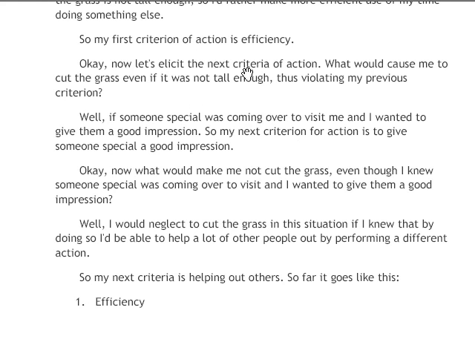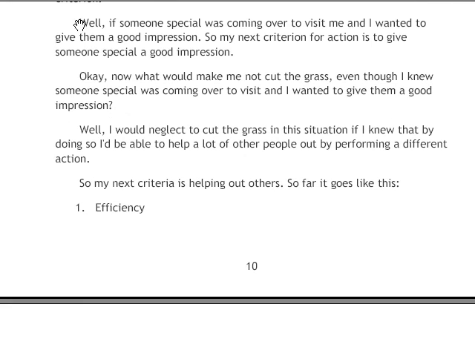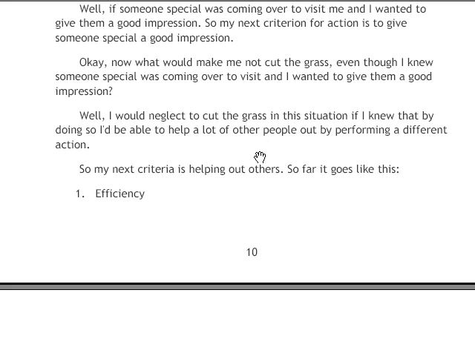Okay, now let's elicit the next criteria of action. What would cause me to cut the grass even though it was not tall enough, thus violating my previous criterion? By the way, this is an excellent exercise that I do and I've taught other people to do. So you're getting 2 bonuses here: how to do the info product outline, and this is your little action motivator too, which I recommend you do. Well, if someone special was coming over to visit me and I wanted to give them a good impression, so my next criteria for action is to give someone special a good impression.